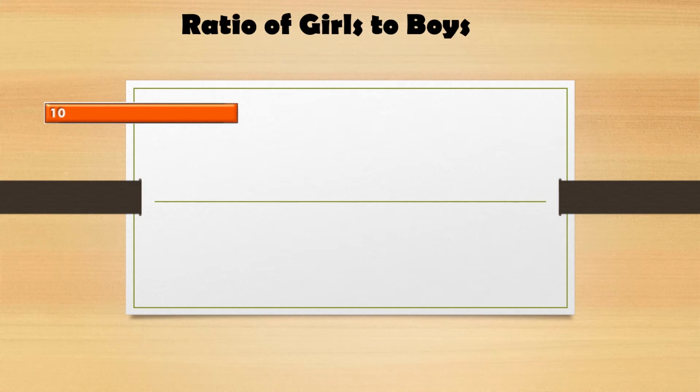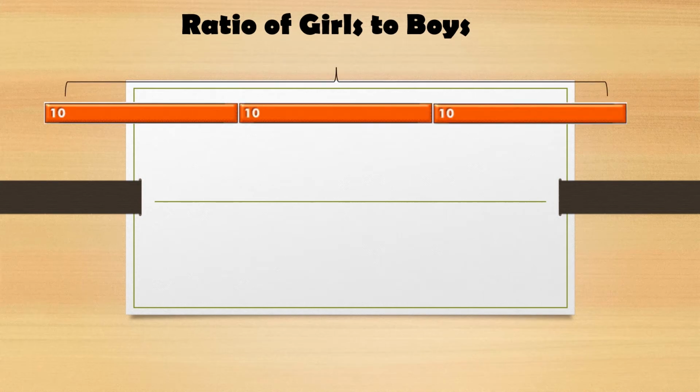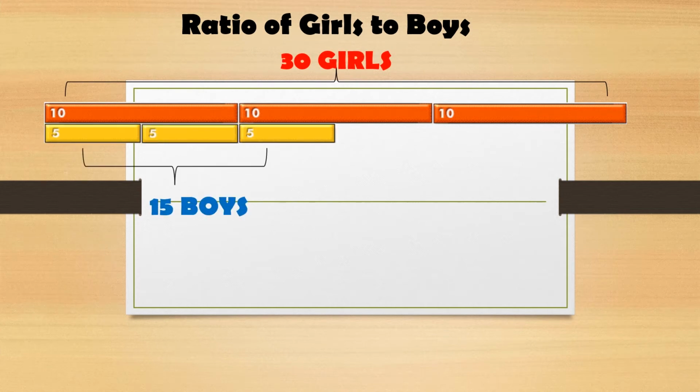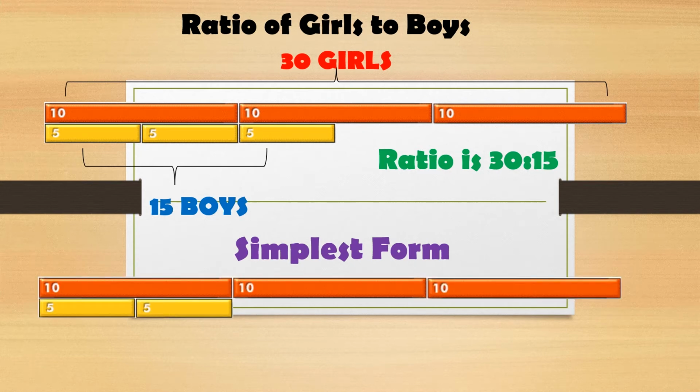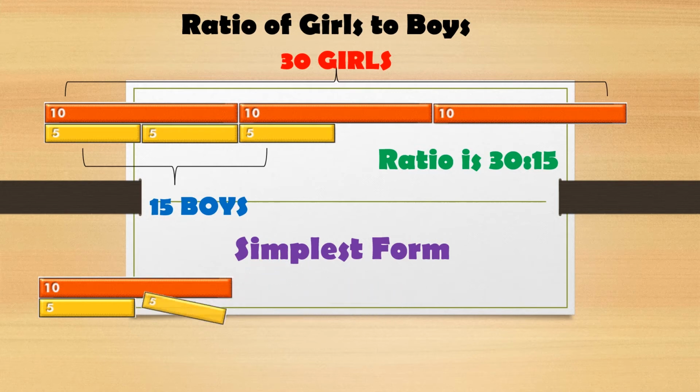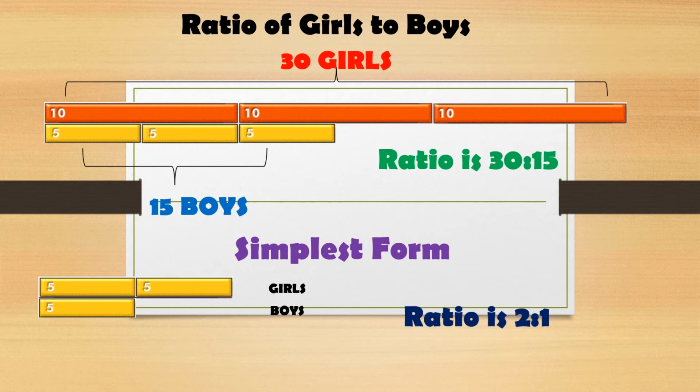So we have the ratio of girls to boys is 30 for the girls and 15 for the boys. So the ratio is 30 to 15. And the simplest form is 2:1. Okay.